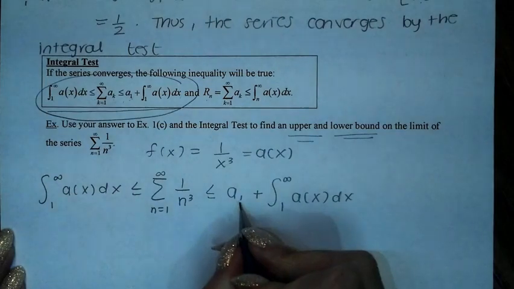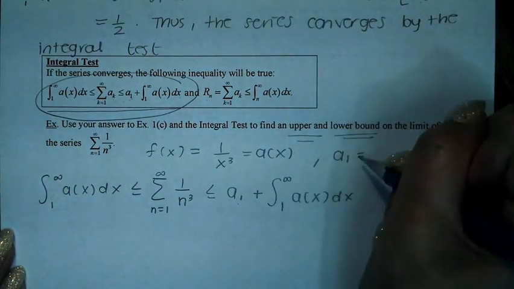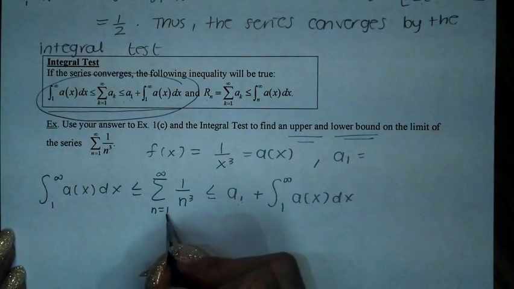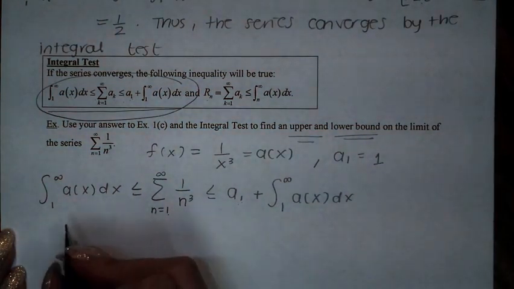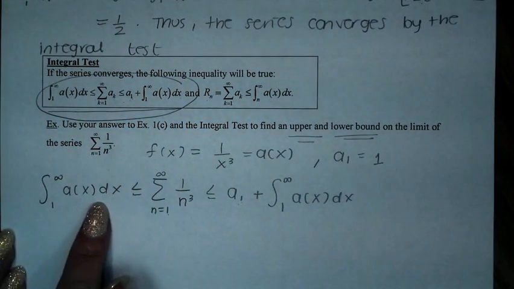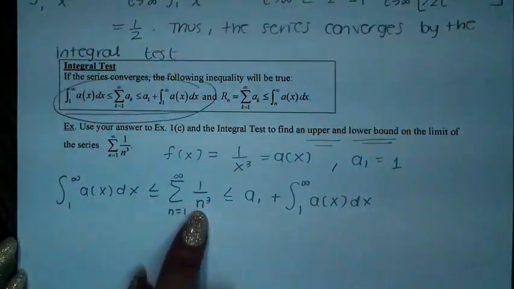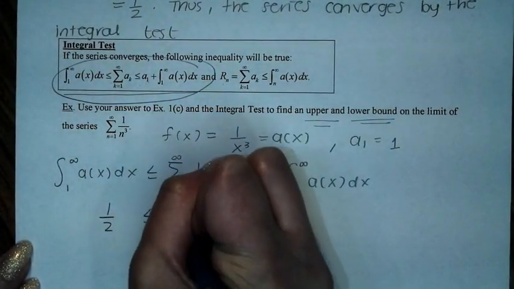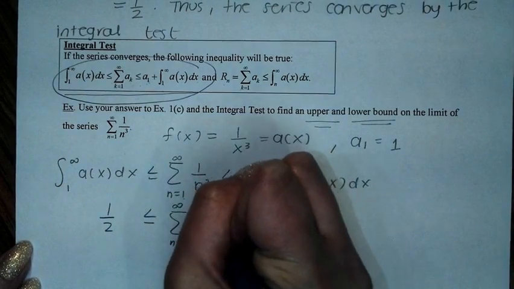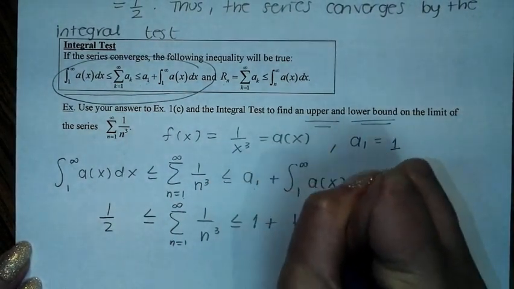So now ask yourself, do you have the first term? What's the first term? We don't have it, but we can find it, right? So the first number here is a 1, so plug the 1, and this one is a 1. So we have all the pieces of the puzzle. Do you have the value of this? Yes, you do. That's 1/2. So you have that 1/2 is less than your series, the one that we're looking at, which is less than 1 plus 1/2.